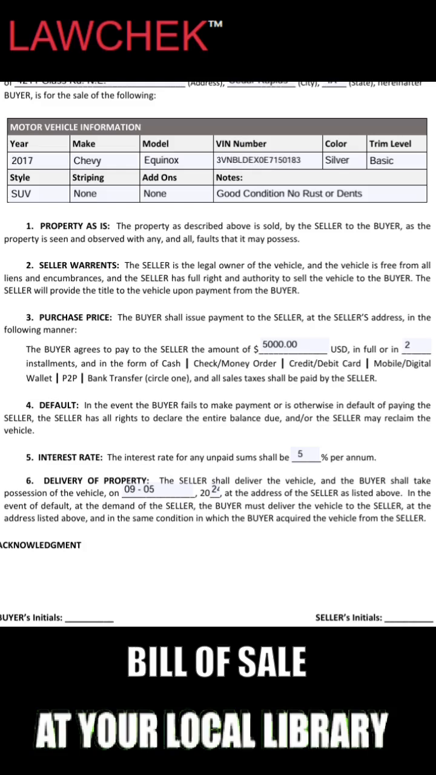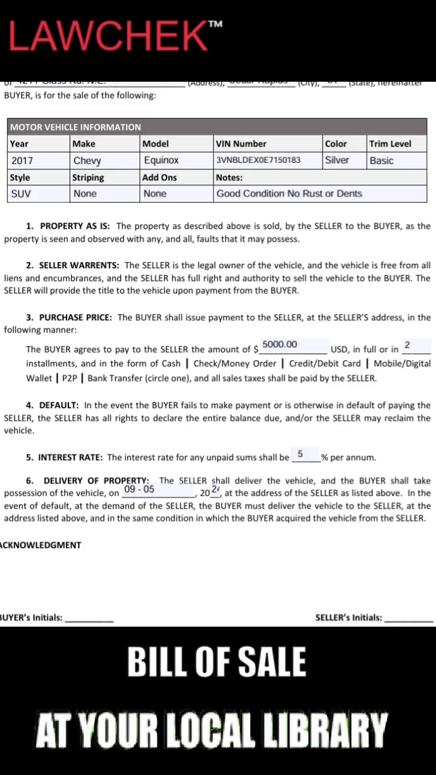The interest rate, if they are late in paying, or if we are working out several months for this payment, is going to be 5% per annum. With a bill of sale, it's recommended to pay cash up front for the full purchase. This one is a sample of doing it in installments.